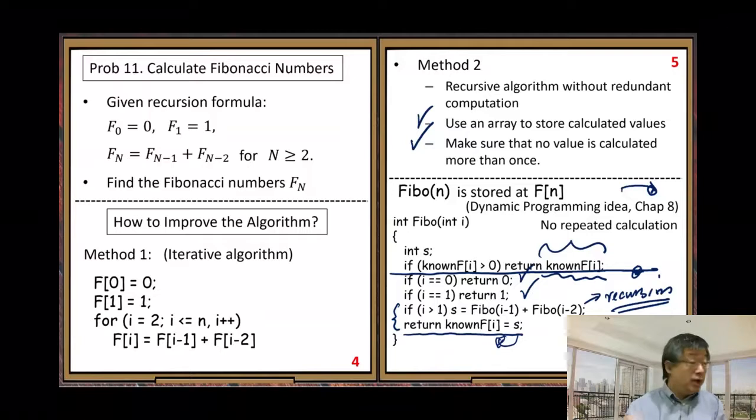All right, so let us start part B right here.